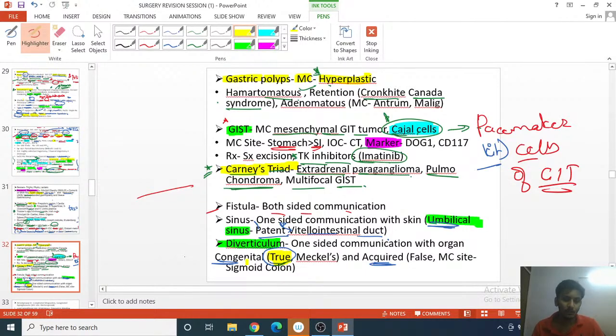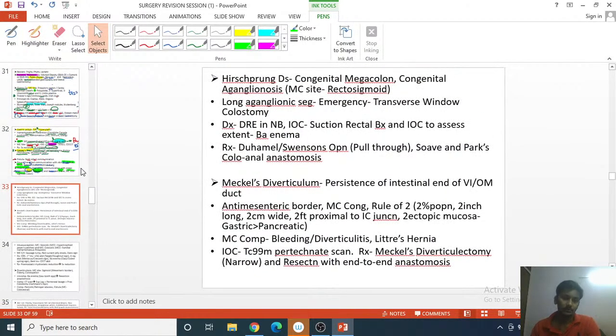True मतलब सभी layers होंगे उसमें. Okay, all layers of the wall would be present in them. So congenital diverticulums are true diverticulums. And one example of congenital diverticulum is your Meckel's diverticulum. Very much common question in exams. So most common congenital diverticulum is asked as Meckel's diverticulum. Acquired diverticulum is a false type of diverticulum. Okay, एक या दो layers ही होंगे बस उसमें. And most common site of acquired diverticulum is your sigmoid colon. Most common site, question has been asked. And most common congenital is your Meckel's diverticulum.